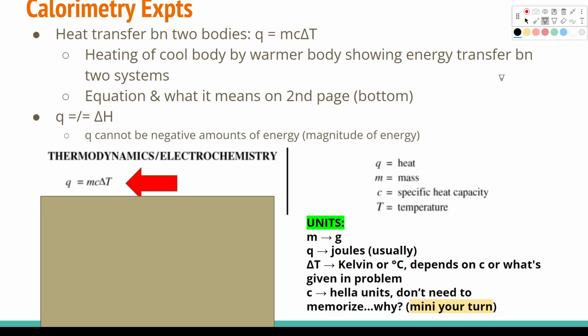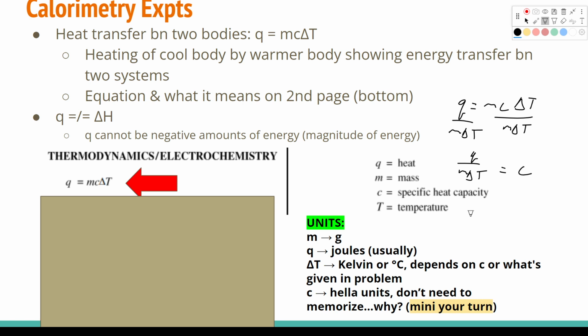So for example, I'll do that off to the side here. We have Q equals MC delta T. And so if I solve for C, I divide both sides by M delta T, like so. And so when I do that, I get C is equal to Q over M delta T. And so if I look at the units of each of these, I'll get the units for C.